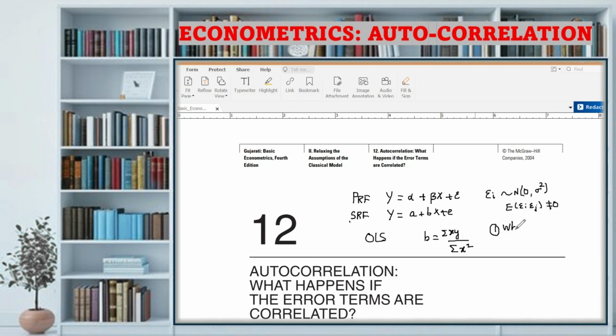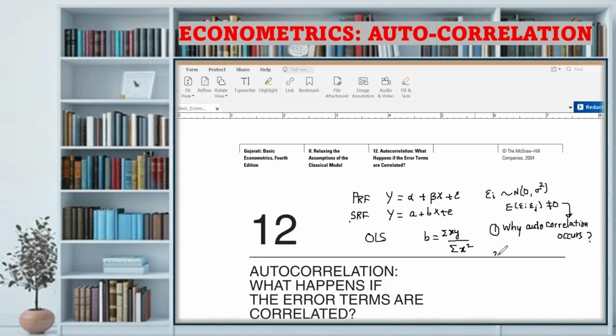Obviously, why does autocorrelation occur? What are the reasons for which we see autocorrelation? Remember, this is autocorrelation. So why is this there in a model? That is number one.